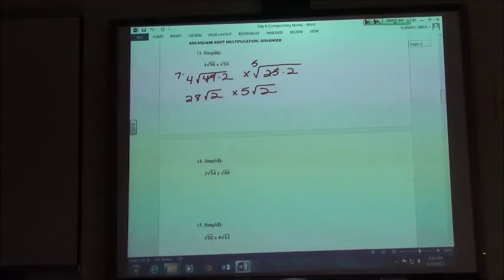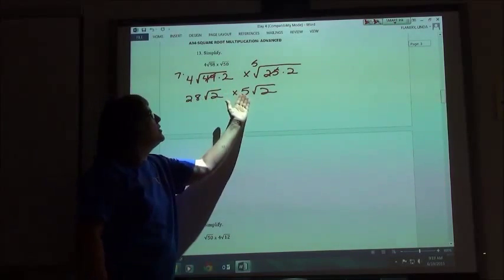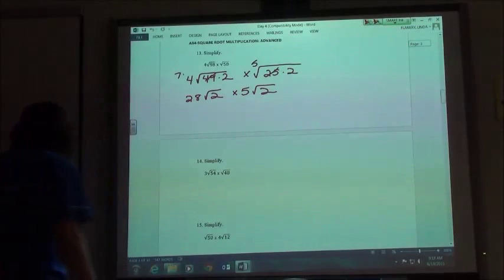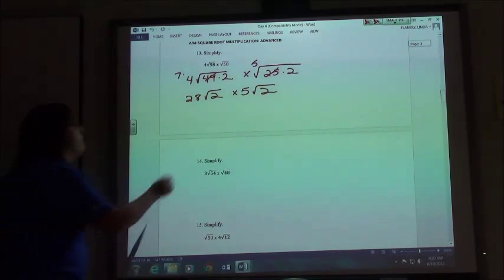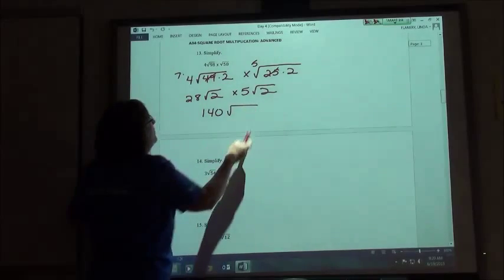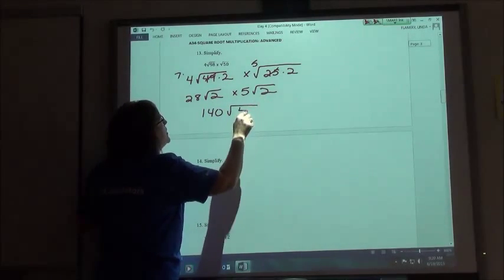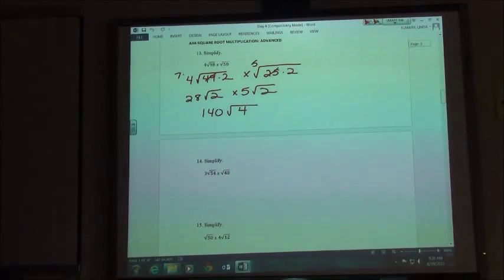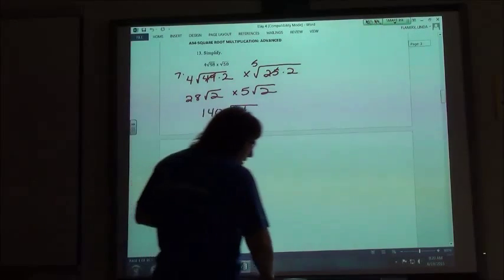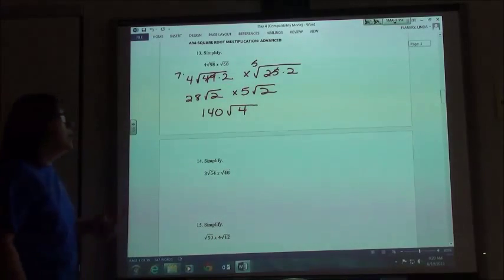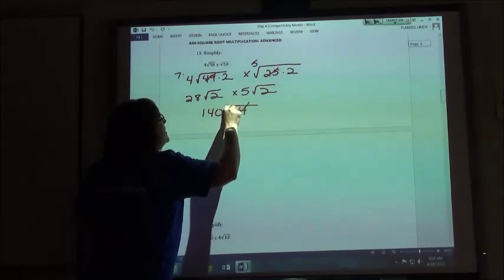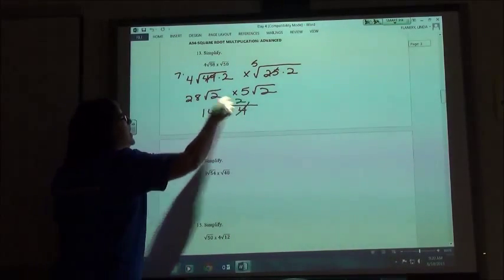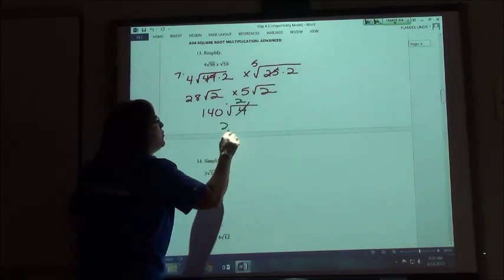Now when I multiply square roots, I'm multiplying the front numbers together and the square roots together. So I'm going to start out by doing 28 times 5. 28 times 5 is 140. Then I have to take the square root of 2 times the square root of 2, which is the square root of 4. Once I get this far, I have to look at the square root and decide, can I simplify further? Well, in this case, I can because 4 is a perfect square. The square root of 4 is just the nice whole number 2, and so I have to take 140 times 2, which gives me 280.